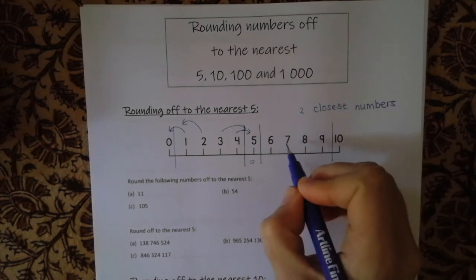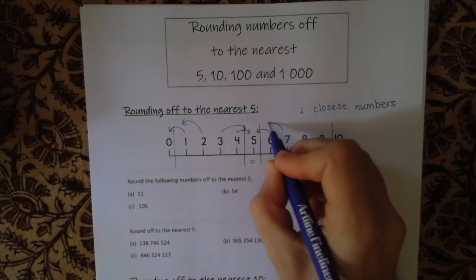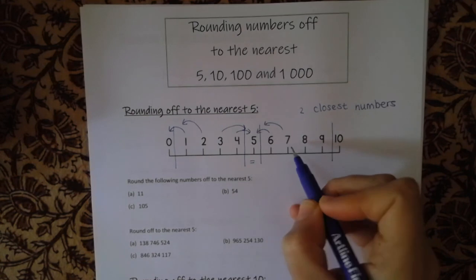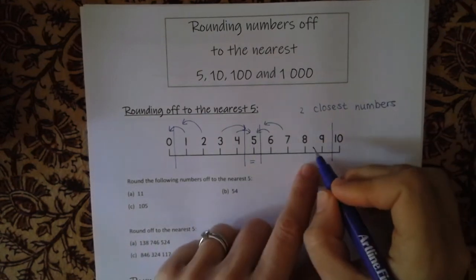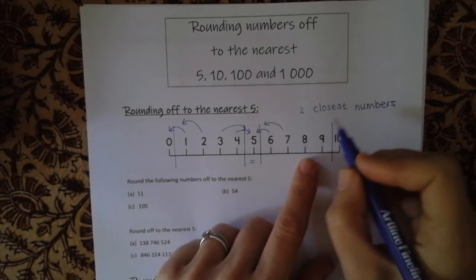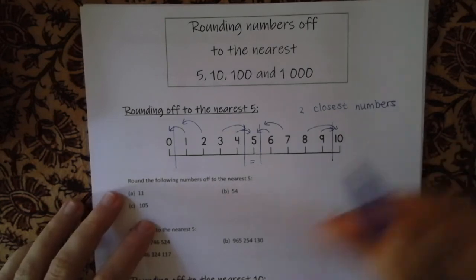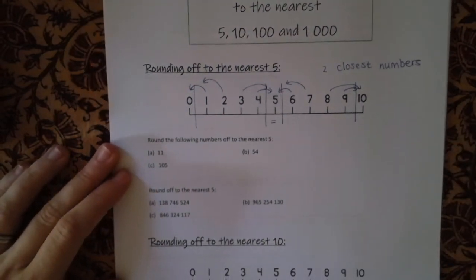Then again on this side, two closest numbers to the value, so the 6 and the 7 is closest to 5. So when the number ends on a 6 or a 7, then it will round off to the 5. Then you will see the 8 and the 9 is closest to the 10, so 8 and 9 will round up to 10. Okay, so now we're just going to look at examples of questions like that.